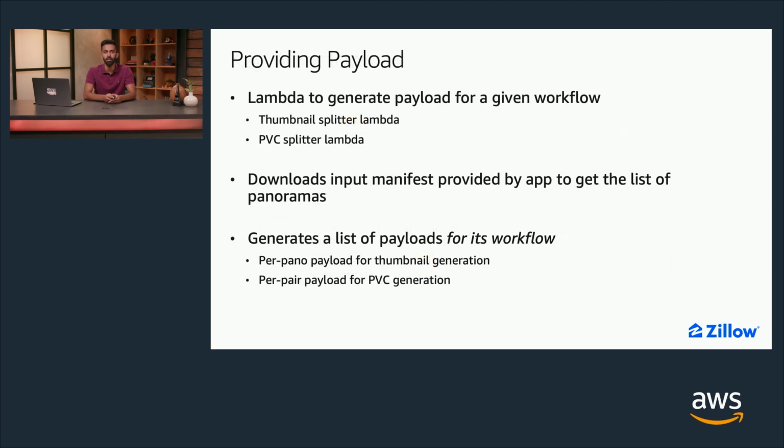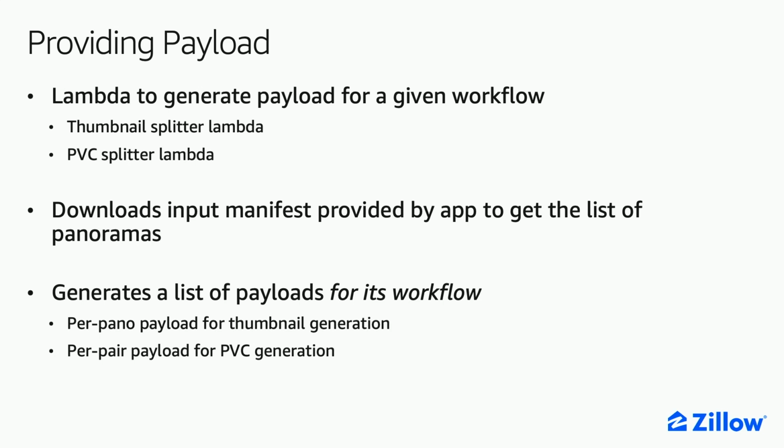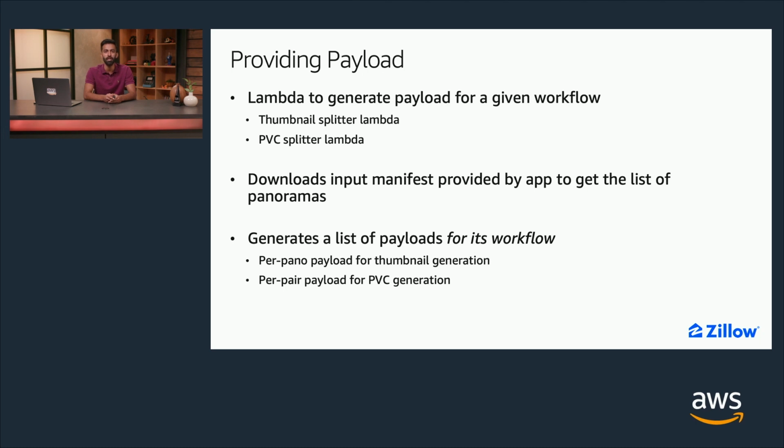So how do we provide this payload to our workflows? This sounds like a task state that needs to do real computational work, which means it's probably powered by a lambda. In our case, we have two lambdas that do this work, one for each workflow. All each lambda does is download an input manifest that the iOS app uploads, containing information about the capture, including the list of panoramas and their S3 keys. With this information, they generate one payload for each task that needs to be executed and output a list of these payloads. These lambdas are part of the same deployment package as two separate handlers within the same CloudFormation stack. The only difference between them is the actual payload they generate.